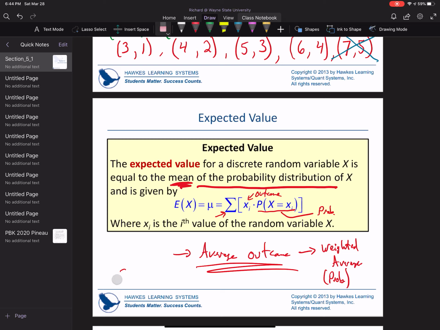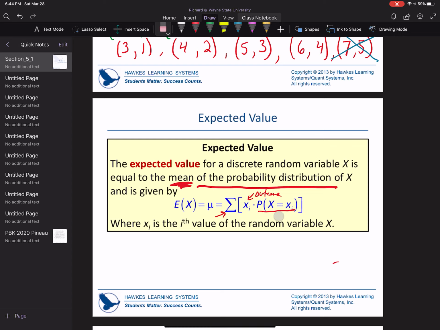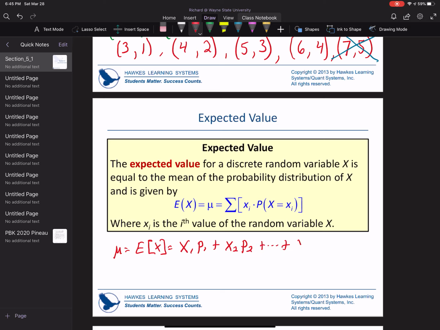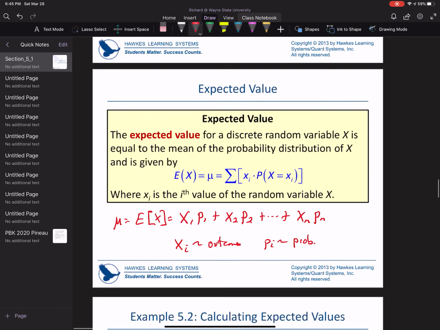Now let me clean this stuff up down here for a second, because we've got another expression for this, another way of writing it. Sometimes textbooks will say mu is equal to expected value of x, and it's x1 times p1 plus x2 times p2, and you keep doing this for all of the outcomes. The xi here are the outcomes, and the pi are the probabilities. Of course, we'll do an example so you can see how this works. Whatever formula is useful, this is the more compact version of what I just wrote. Okay, so let's put this to use.